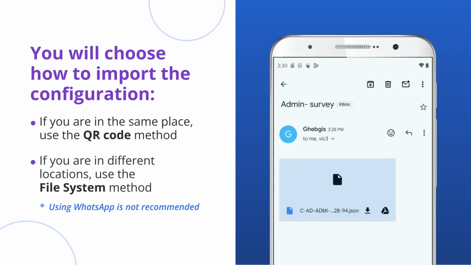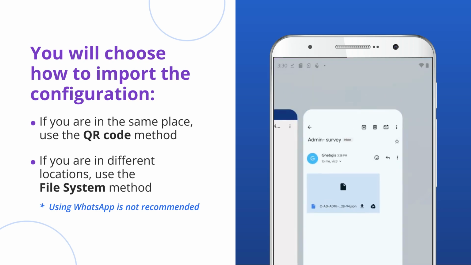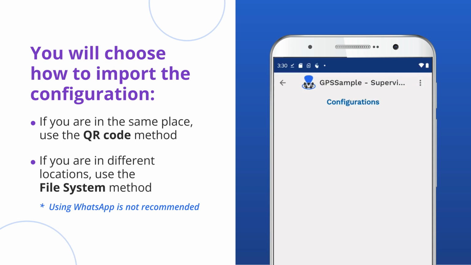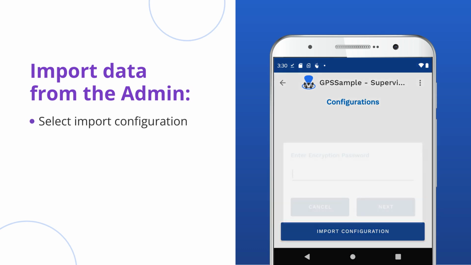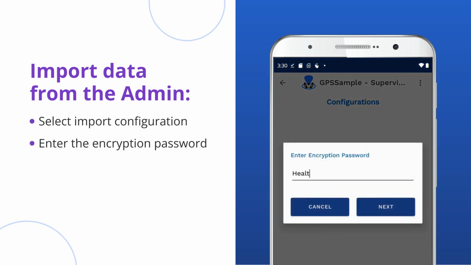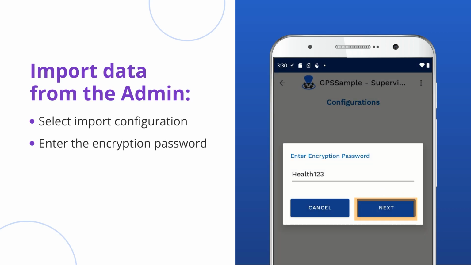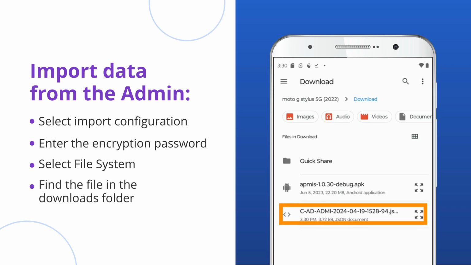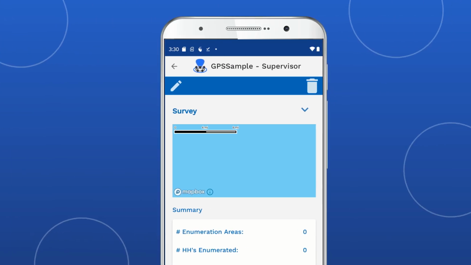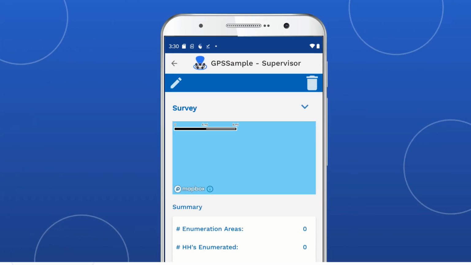If you are in different locations, use the file system method. First, download the configuration that your admin sent through email, Dropbox, Google Drive, or Box. Next, go to the GPSSample app. Select the button to import the configuration and enter the encryption password provided by the admin. Select File System. Then find the file in the Downloads folder. Now you have the configuration.